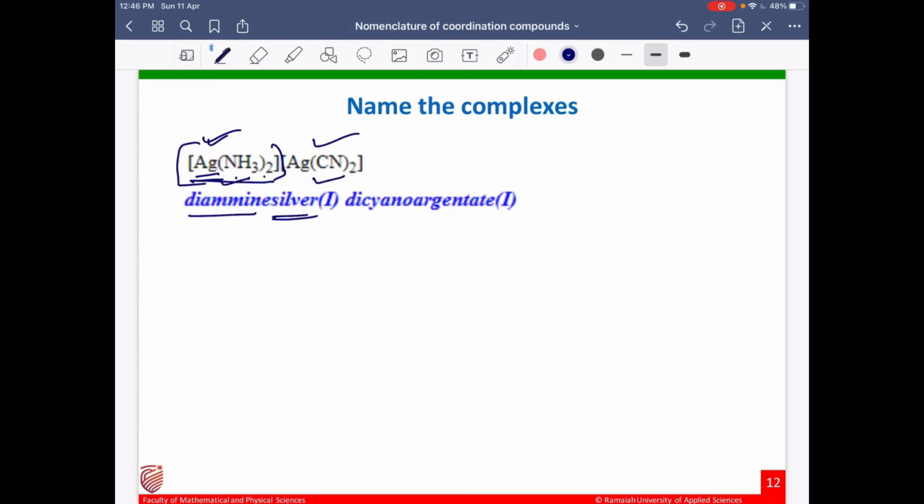The second complex ion is the anion, so the anion should come after the cation. In this anion, only one type of ligand is there, that is cyano. Two cyano groups are there, so dicyano. Now the silver is part of the complex ion which is anionic in nature, so we should write argentate, and both their oxidation states we are writing as 1.